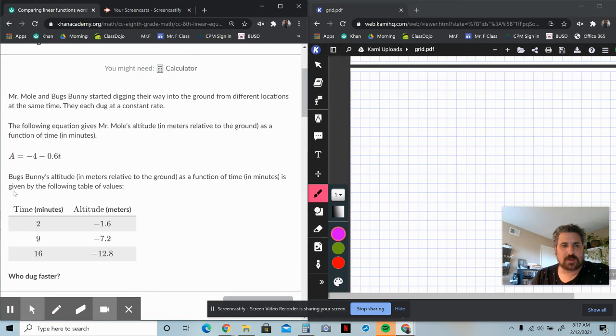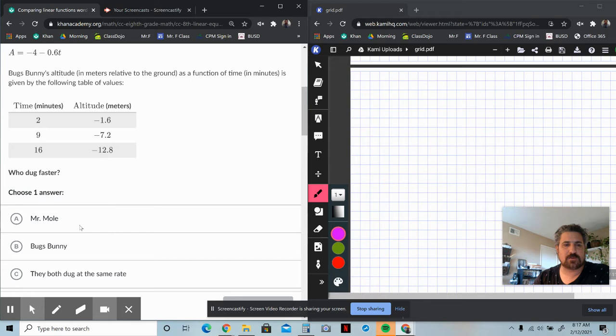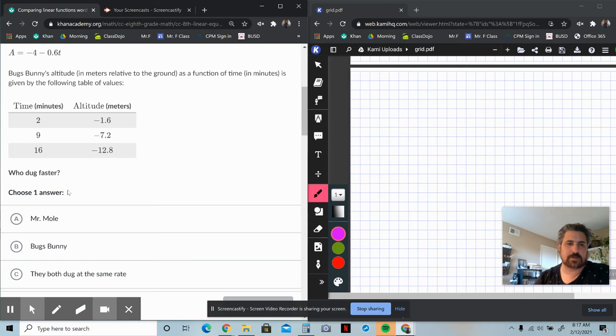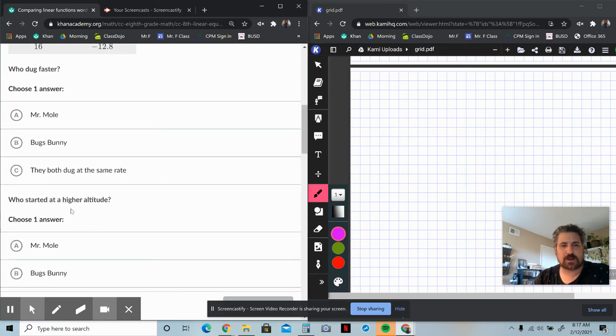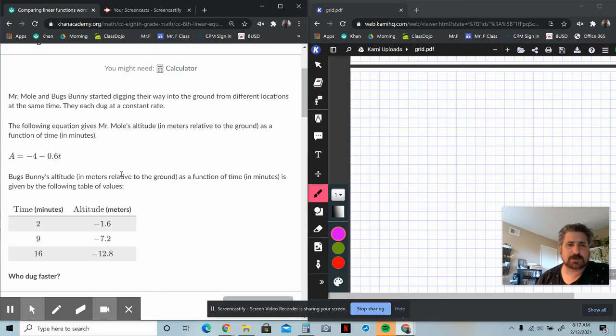Okay. Bugs Bunny's altitude in meters relative to the ground as a function of time in minutes is given by the following table of values. Okay, so we should figure out what the equation for that one would be. And then it says who dug faster. So the question of who dug faster is going to be who has the greater slope. And I would say greater absolute value slope, right? It's going to be going up anyway, so it's going to be positive. And then who started at a higher altitude is going to be whoever has the higher value as an absolute value, as a y-intercept, okay? So let's go through and do this.